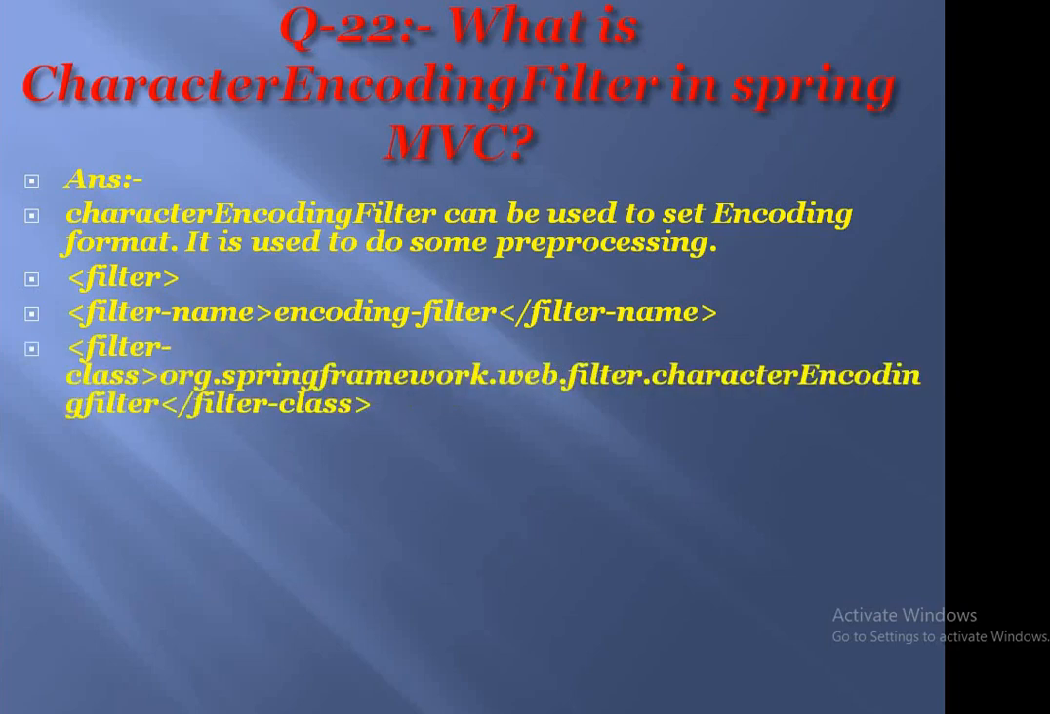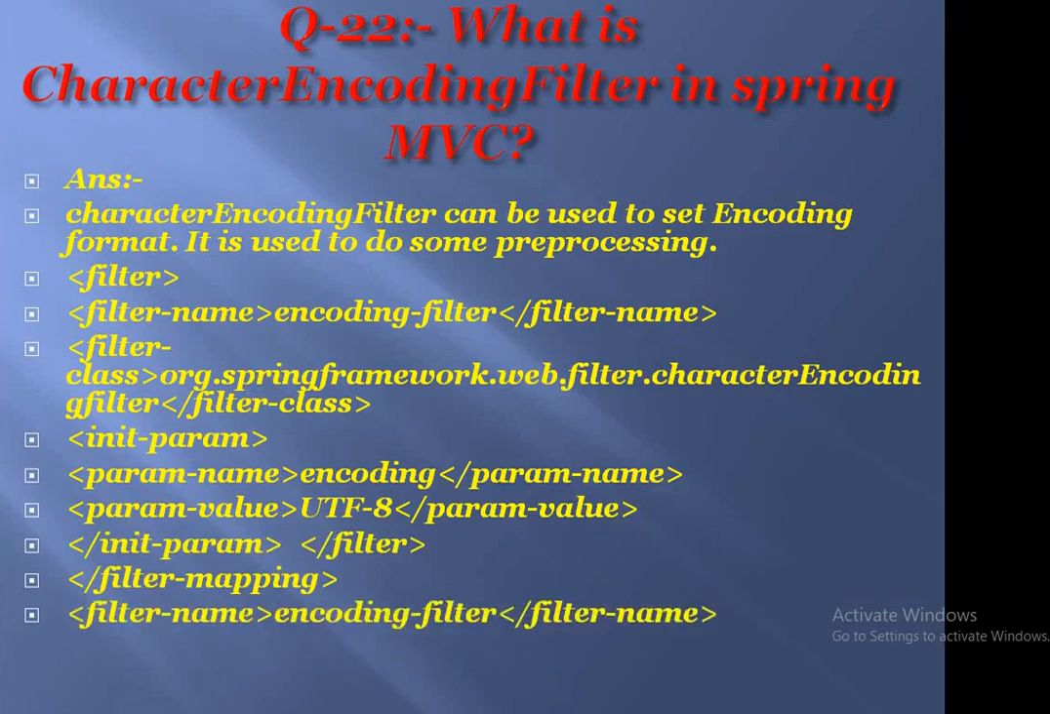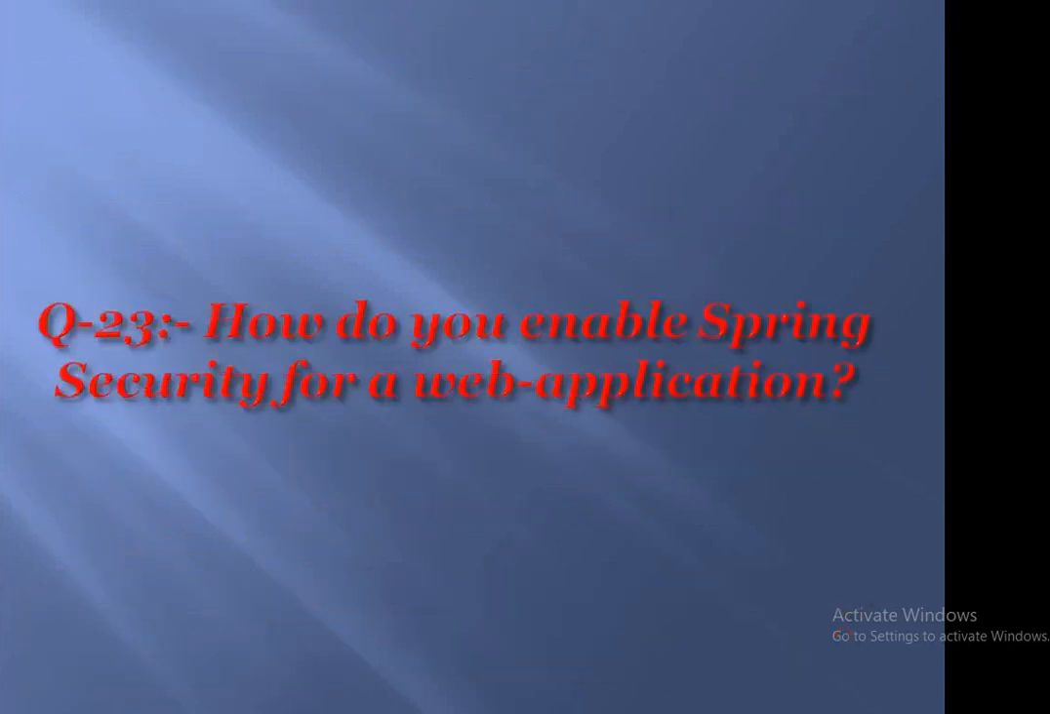So in the sample code, filter name equal to encoding filter, and filter class. Inside the filter class we use the Spring framework web filter CharacterEncodingFilter, and in the init parameter we pass parameter name encoding, parameter value UTF-8. Then filter mapping: filter name encoding filter, and URL pattern. So in this way we can create a character encoding filter.